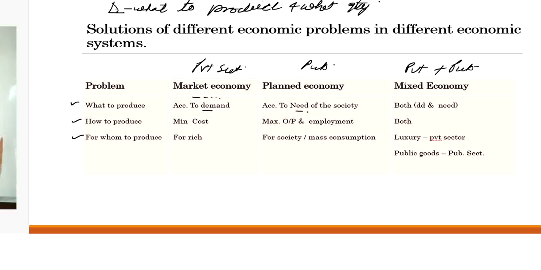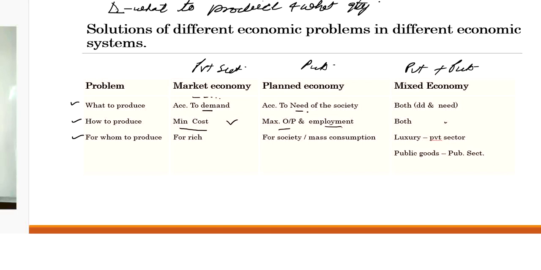How to produce? For market economy, it doesn't matter whether it is labor intensive or capital intensive. They just want to minimize their cost. Whereas in public sector, they want maximum output and employment at minimum cost. So the objective is different. Whereas in mixed economy, private sector will move according to the minimum cost, whereas public sector will move according to the maximum output and employment generation.